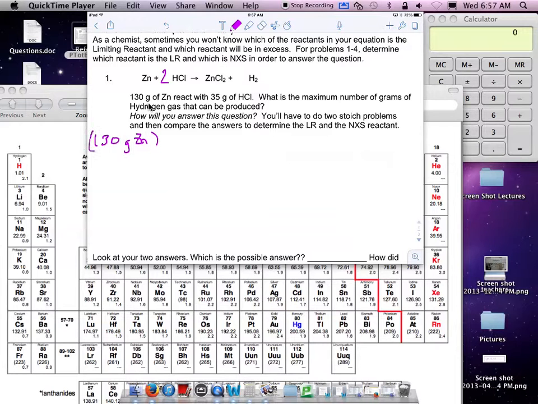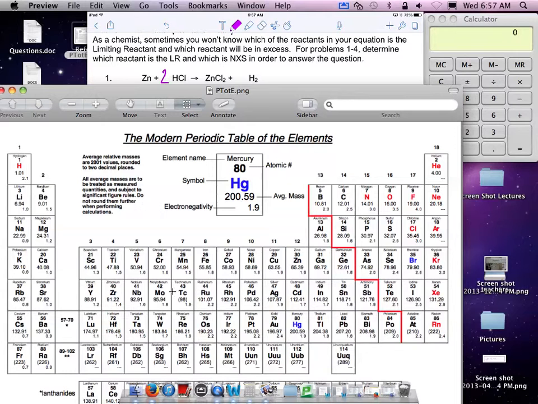Now remember that the whole point of the problem is to answer this question: what is the maximum number of grams of hydrogen? Okay, so I'm at grams of zinc. I need to get to grams of hydrogen. I can't go right from grams to grams, but I can go from moles to moles, which means I need to get grams of zinc into moles of zinc. I can do that by using molar mass. I check my periodic table, zinc, oh, here it is, 65.39. That's the number of grams for every 1 mole of zinc.